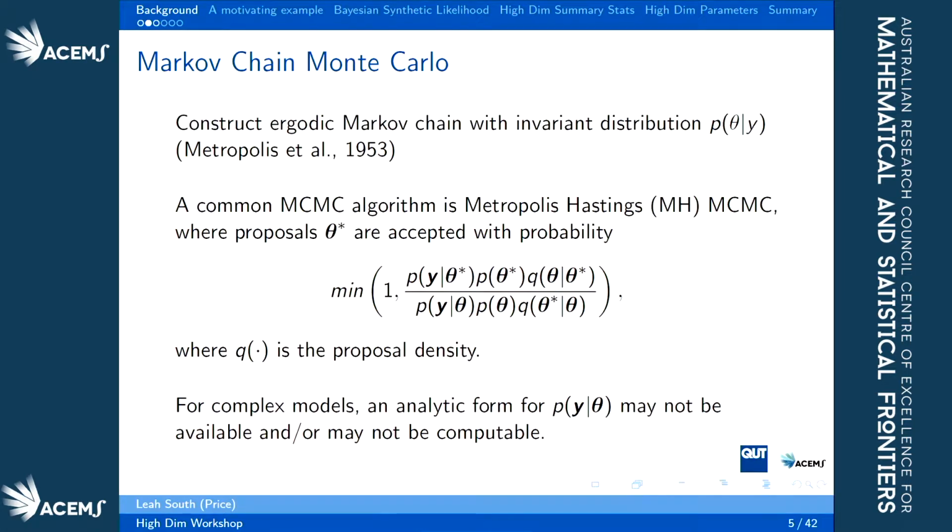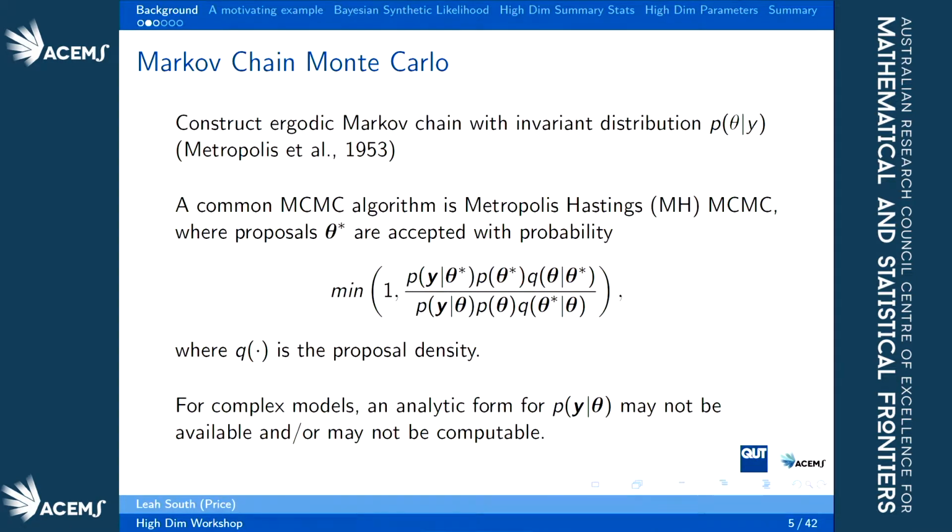And a really popular method to sample from the posterior is Markov chain Monte Carlo. This has been mentioned previously, but since I'll be using it, I'll just go into a little bit more detail. So the idea is to construct a Markov chain that has the posterior as the invariant distribution. And a common MCMC algorithm is Metropolis-Hastings MCMC, where you make some proposal theta star, and you accept it with this probability here, where Q is the proposal density, which could be, for example, a multivariate normal random walk.